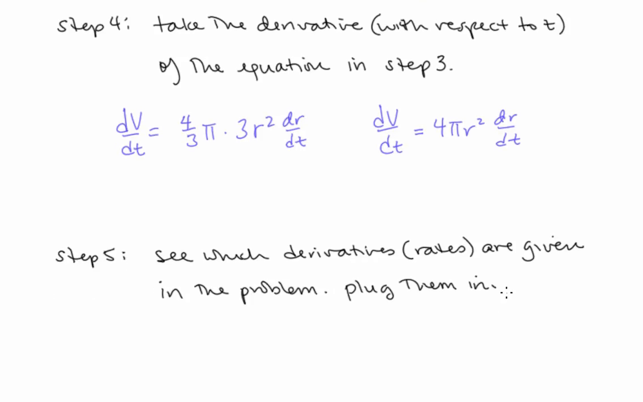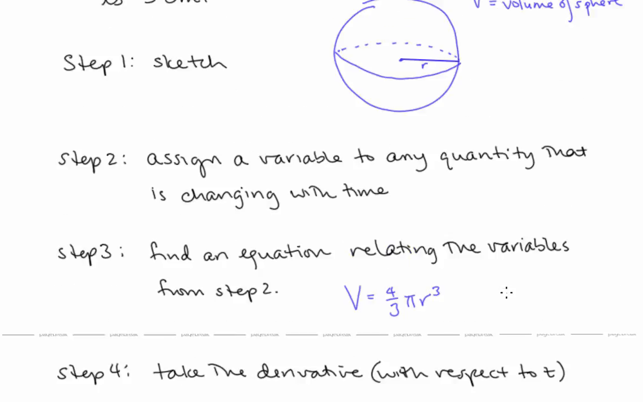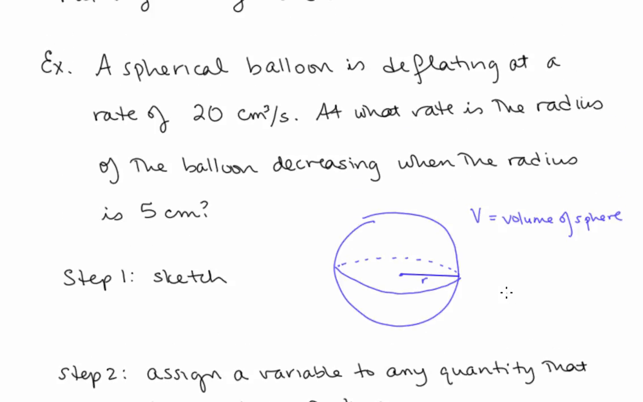Step 5 says see which derivatives or rates are given in the problem and plug them in. So let's take a look at the problem again. A spherical balloon is deflating at a rate of 20 cubic centimeters per second. Now the key in figuring out which rate this is is by looking at the units. Here we're given centimeters cubed. That must be volume. So this rate is dV/dt.